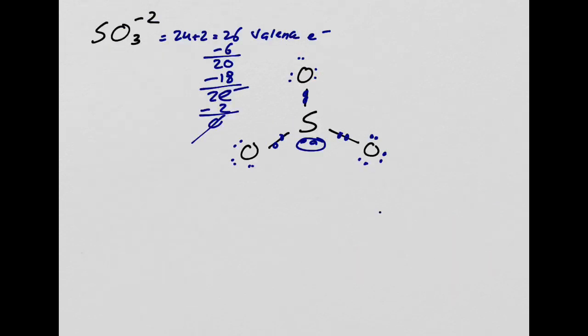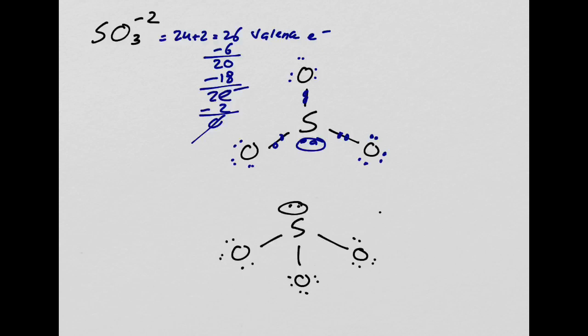So if you want, now I can redraw it with a more correct geometry. At the beginning, just put it around it. Once you figure it out, then you can have 1, 2, 3, 4, 5, 6 on each oxygen. So this is a pyramidal geometry.